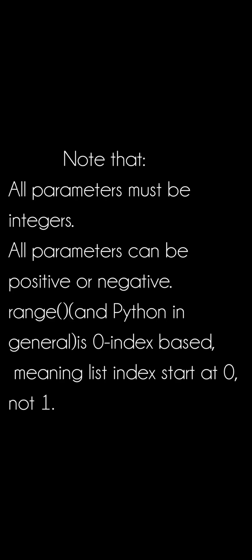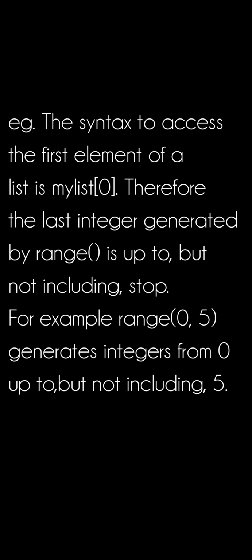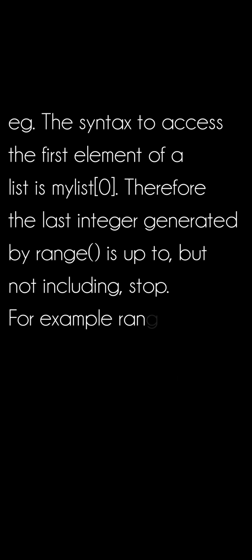Range and Python in general is zero index based, meaning list indexes start at 0, not 1. Example, the syntax to access the first element of a list is mylist. Therefore, the last integer generated by range is up to, but not including stop. For example, range 0, 5 generates integers from 0 up to, but not including 5.